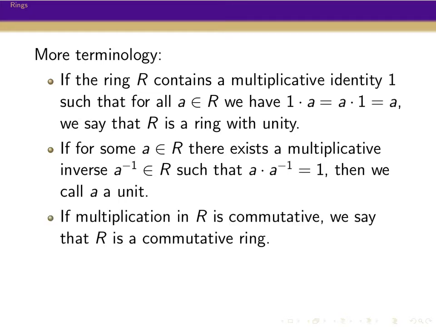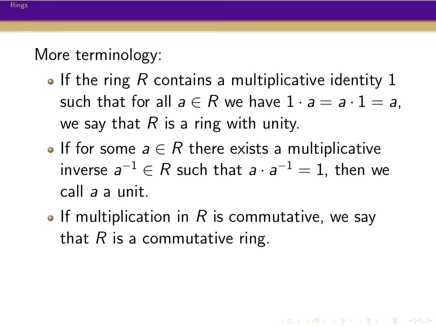If the multiplication operation in R is commutative, then we say that R is a commutative ring. Remember, in these two operations, addition is always commutative, and so multiplication being commutative is a bonus. When we're doing things in the integers, or the rational numbers, or the real numbers, or the complex numbers, or Z mod nZ, those are all examples of commutative rings.